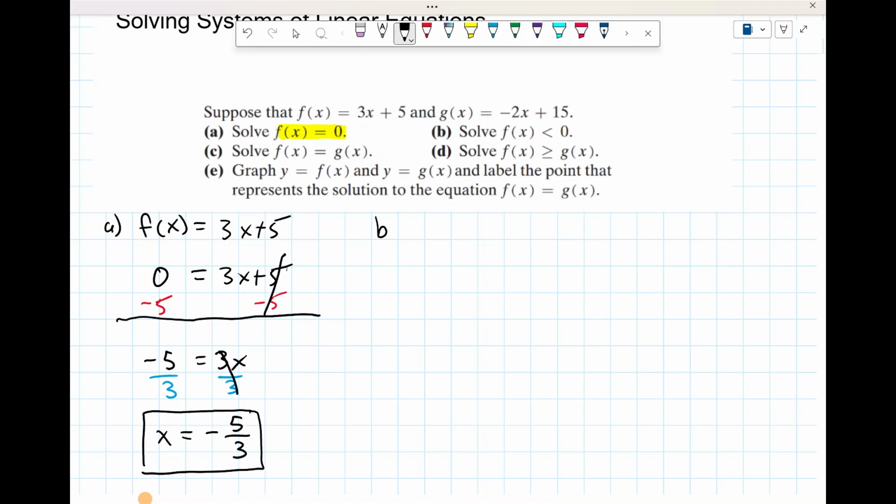Part B, when is f of x less than 0? Again, it might be helpful to start with just this. F of x is less than 0, and again, replace f of x with what it's equal to, which is: we want 3x plus 5 to be less than 0. And we're going to solve. Now we're going to solve it almost exactly the same way as we did the other problem.